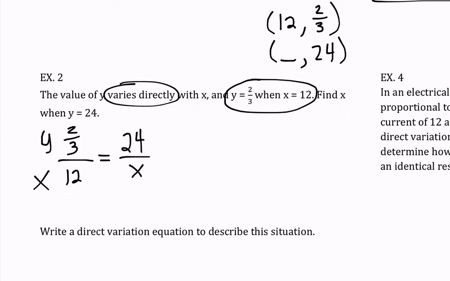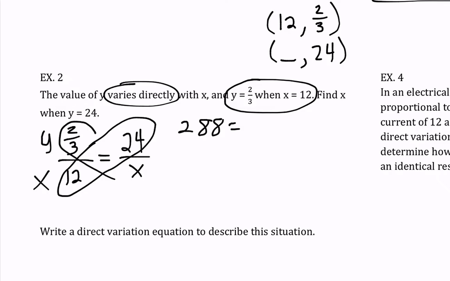All right, so then what I do is I cross multiply. So I go diagonally. 12 times 24 is 288. Then we set it equal. And then I go diagonally the other way. So I'm going to take 2/3 and multiply it by x. 2/3 times x is 2/3x.